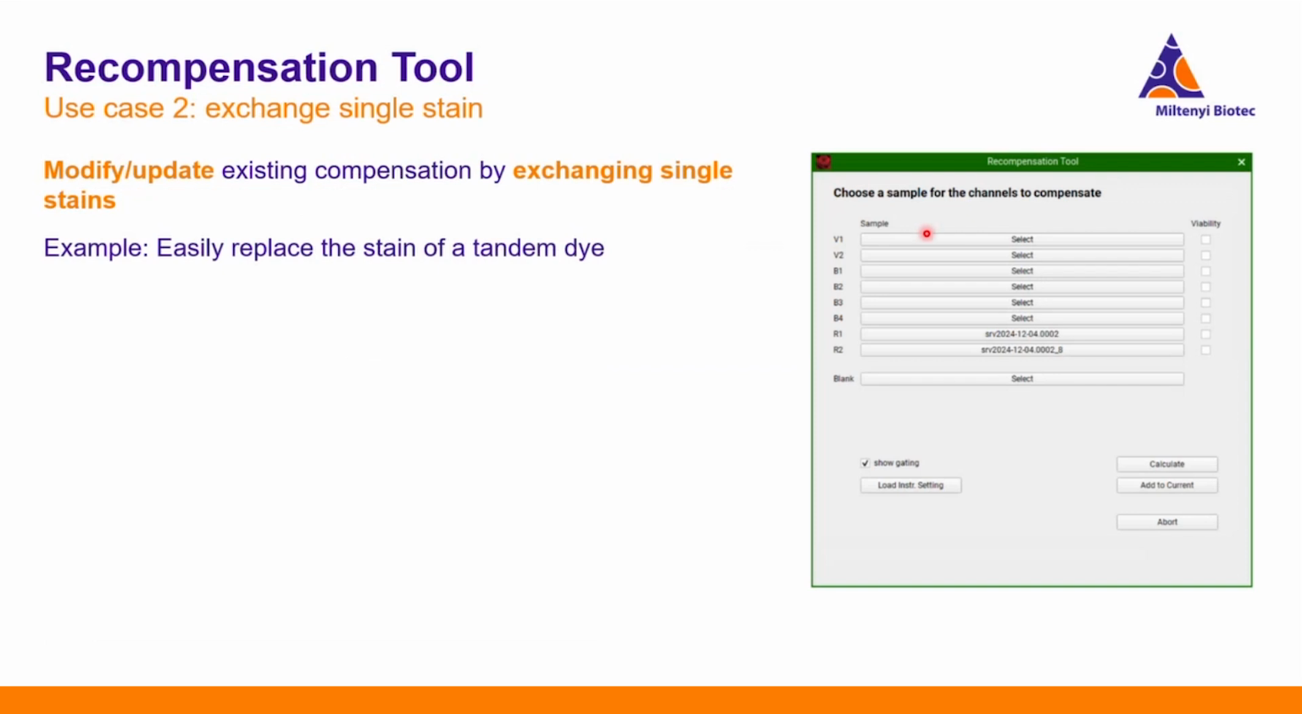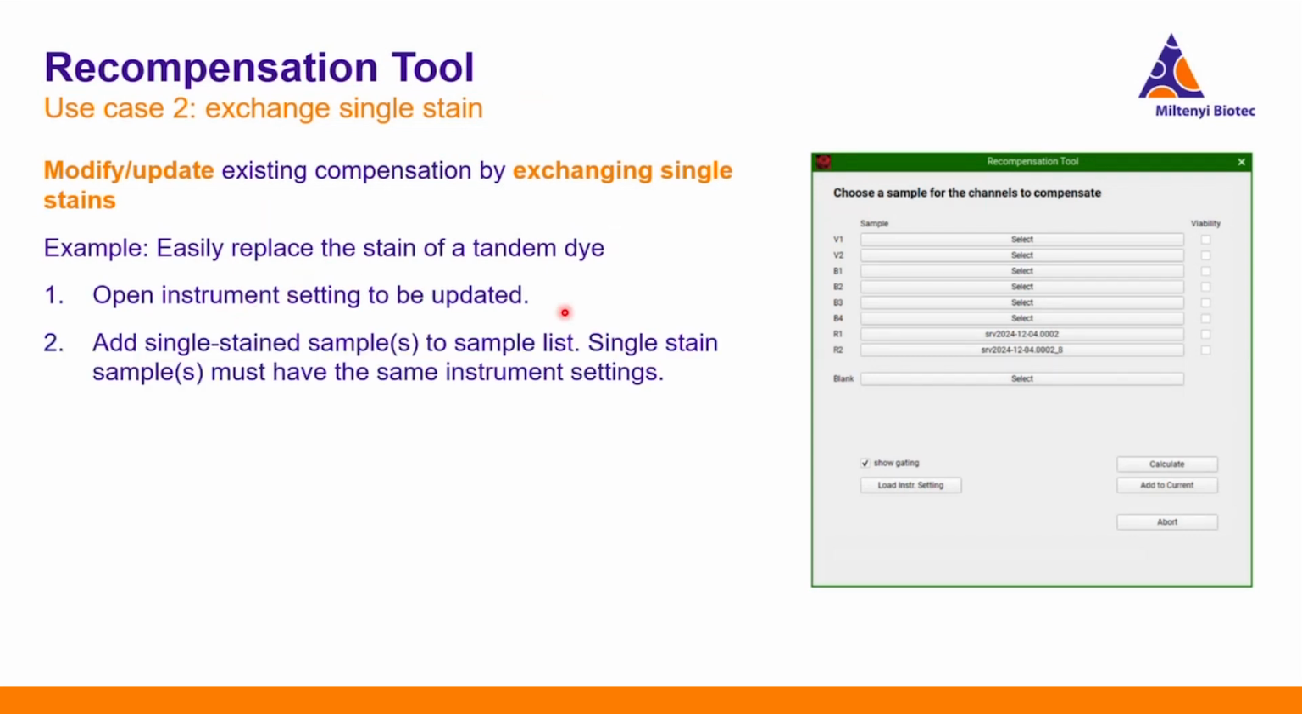The second use case is that you just want to replace one or more single stains, but not calculate the whole panel, for example, because you just want to exchange the tandem dyes that you have. So here, of course, you need to load the data files into your sample list, and you also need to open the instrument setting that you want to use. Of course, it needs to be the same for all of the samples you are using. And then you can assign just those additional or just those files you want to change to the channels.